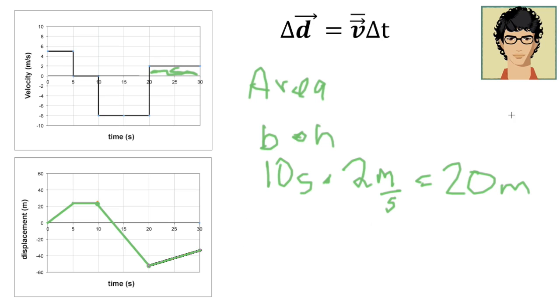So the big concept, the big idea of this is that area is also really important. All right, so that area is going to help us determine, from v versus t, velocity versus time, displacement versus time. Slope and area are very key in analyzing these graphs. And we've done it. We've gone backwards from velocity versus time to displacement versus time.